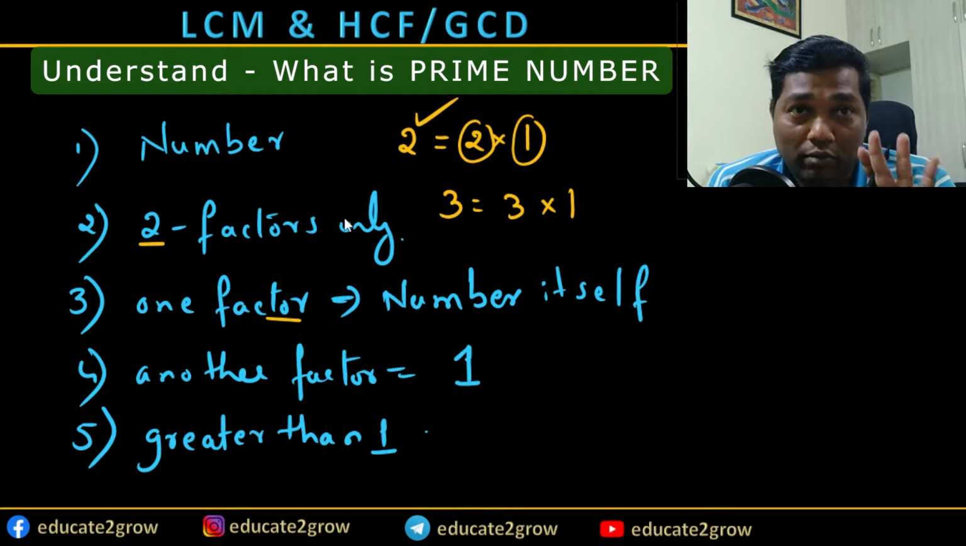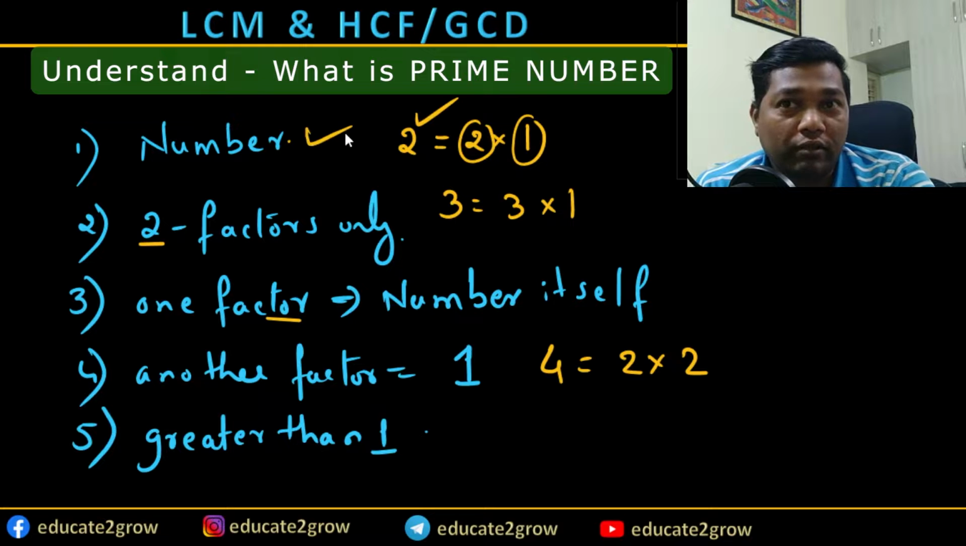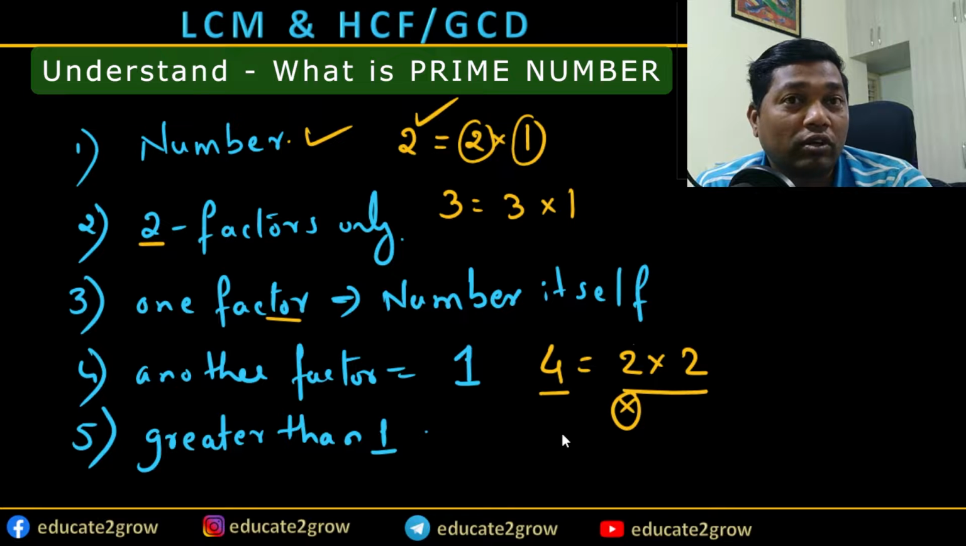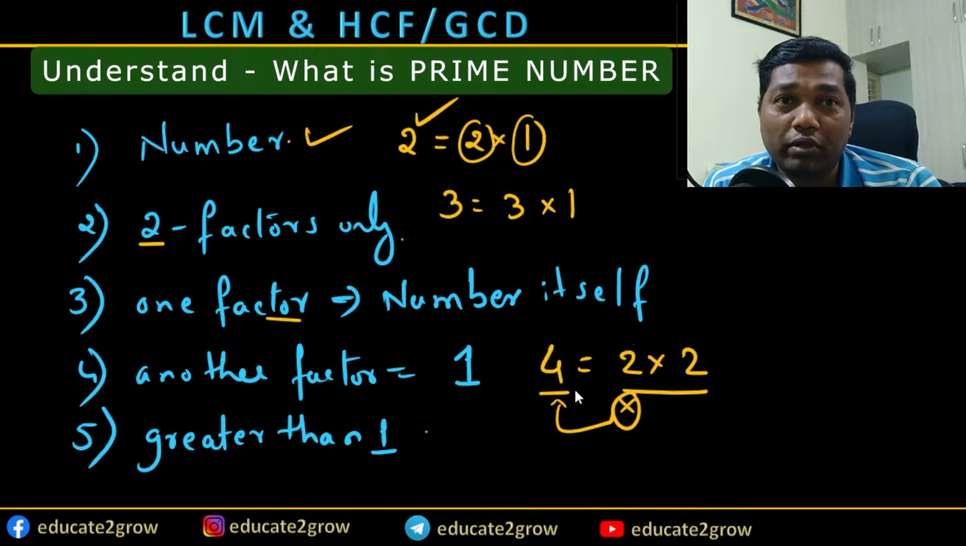Why not the number 4? Let me explain. 4 equals 2 into 2. It is a number, agree. Two factors, agree. One factor is the number itself, but that fails here, because the factor is not the number itself. The other factor is 1, that also fails. It is greater than 1, agree, but the conditions are not satisfied, hence 4 is not a prime number. So this is about the prime.